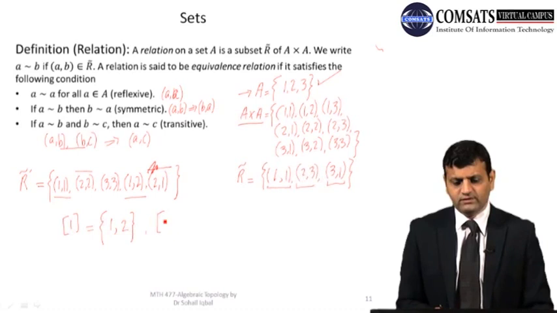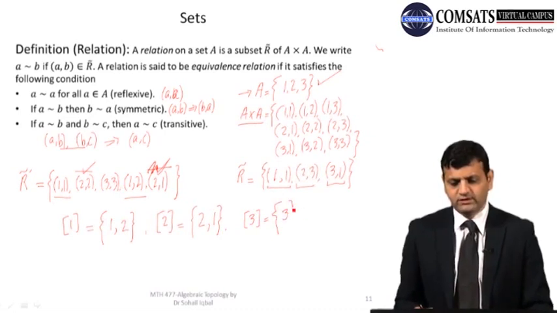Similarly, we can calculate the equivalence class of 2. As we can see, 2 is related to 2 due to this ordered pair, so 2 is going to be part of this. Similarly, 2 is also related to 1 due to this ordered pair, so 1 is also going to be part of this set. Similarly, we can calculate the equivalence class of 3. 3 is only related to 3, so the only element in this equivalence class is 3.